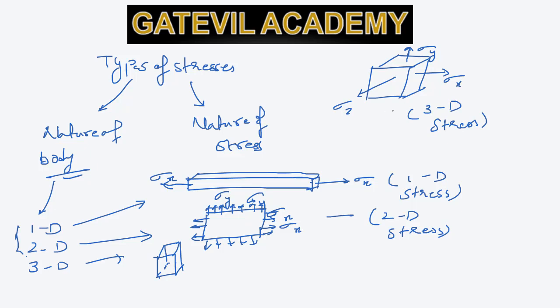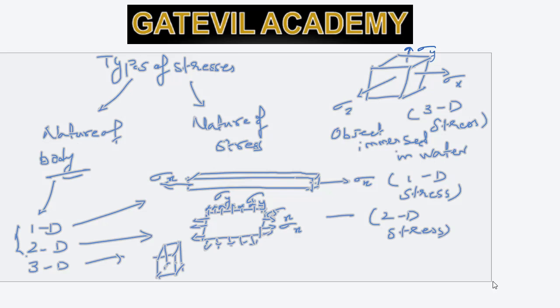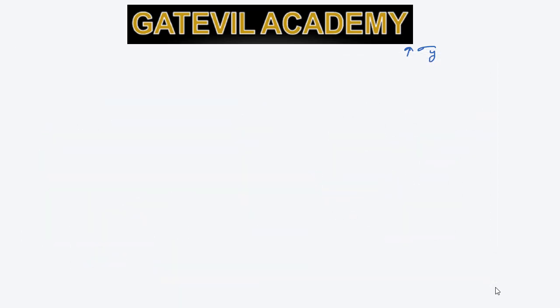An example of three-dimensional stress could be an object immersed in water. Okay, so this was a classification based on the nature of the body. Then there is a classification on the nature of stress. So let's move on to the classification on the basis of nature of stress.